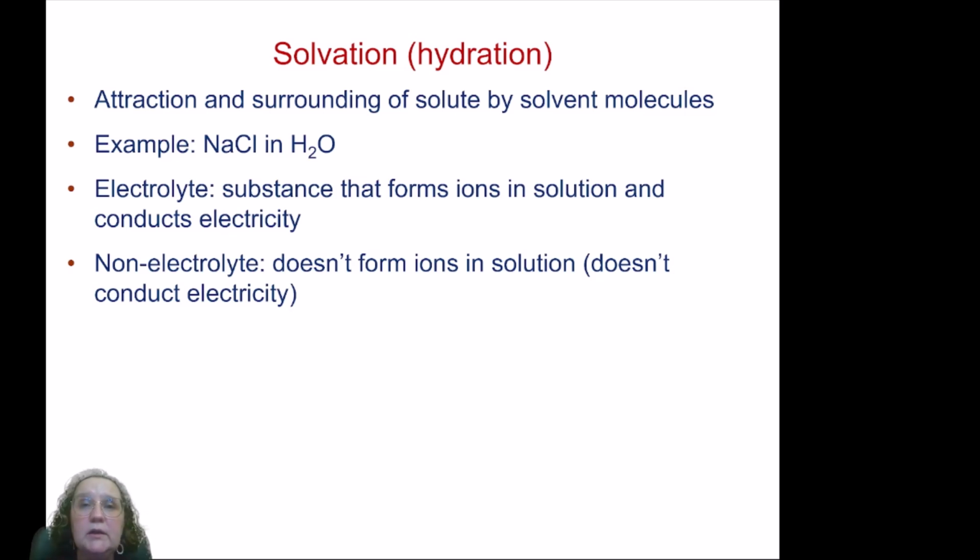An example of an electrolyte would be when you dissolve the compound table salt, sodium chloride, in water. It dissolves and it forms ions of sodium and the chloride anion. So you still have salt, but it's split into its ions, and that's a solution that conducts electricity, an electrolyte.